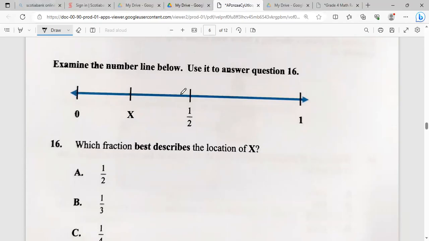Oh, this looks taller than that one. Oh my God.